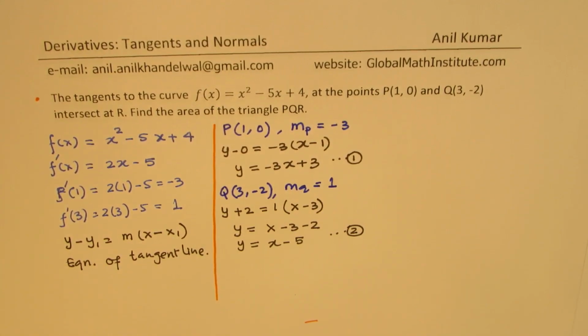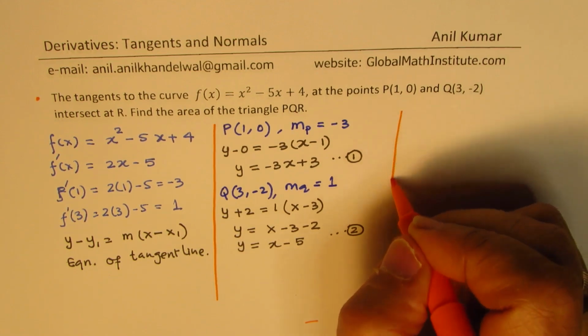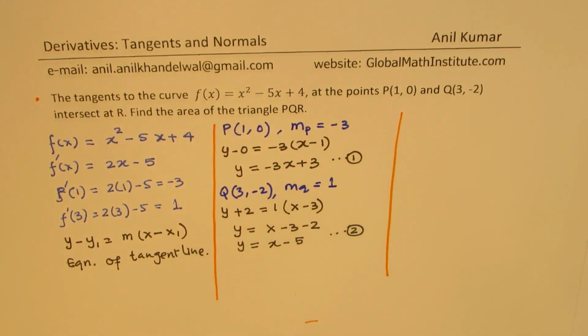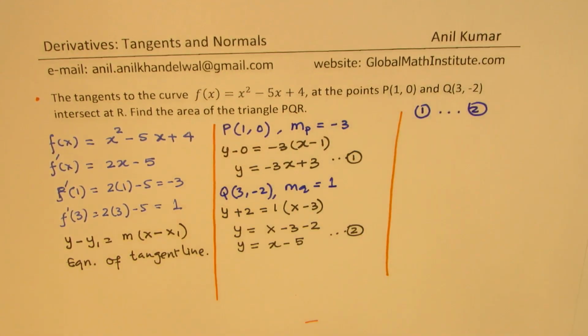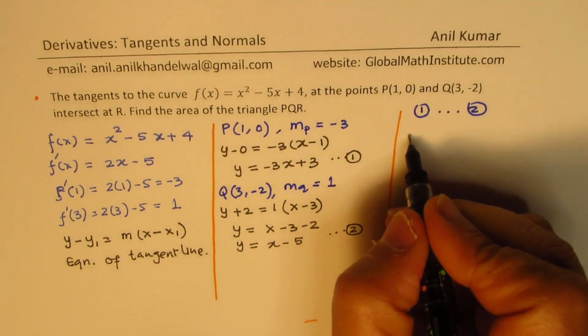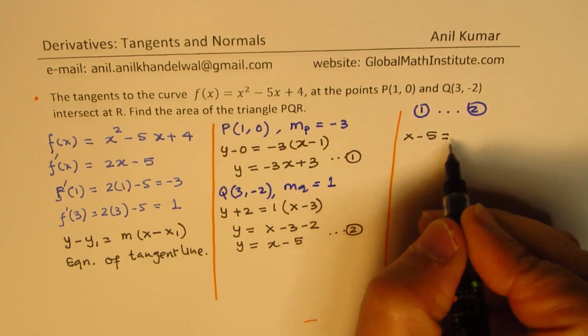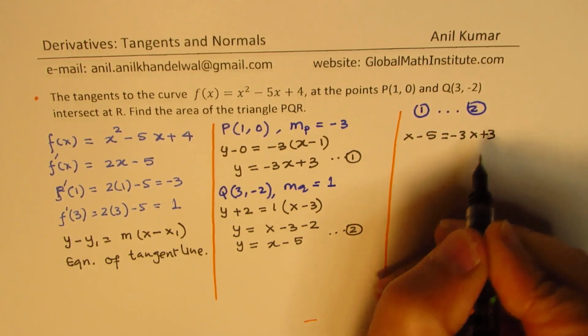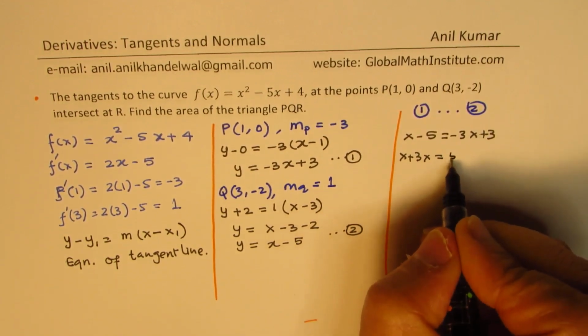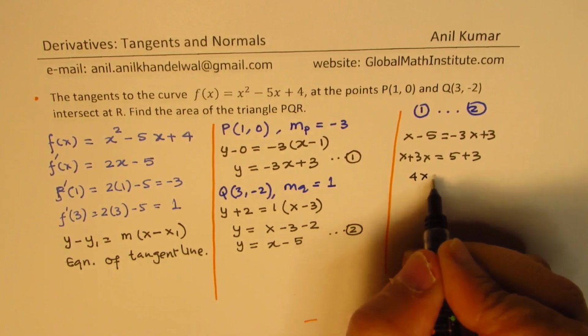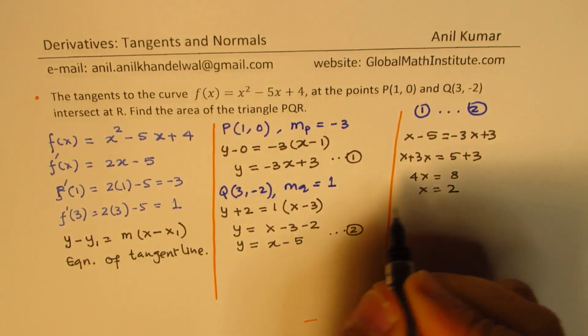Now clearly, we have got two equations. One is y equals minus 3x plus 3. The other one is y equals x minus 5. So from this, let's equate equation 1 and 2, right? We are equating both the y values. So we get x minus 5 equals minus 3x plus 3. Bringing this to the left side, we get x plus 3x equals 5 plus 3. So 4x equals 8, x equals 2.